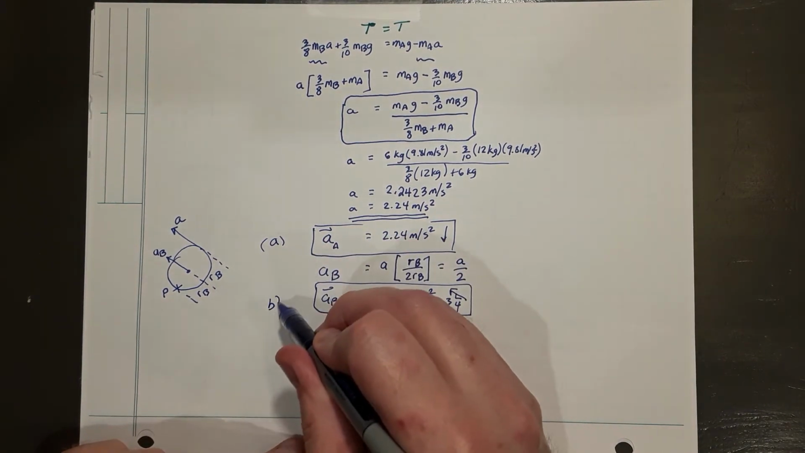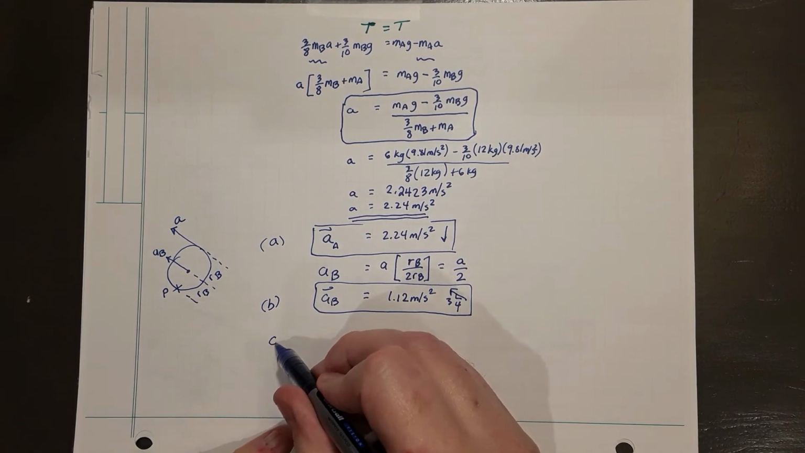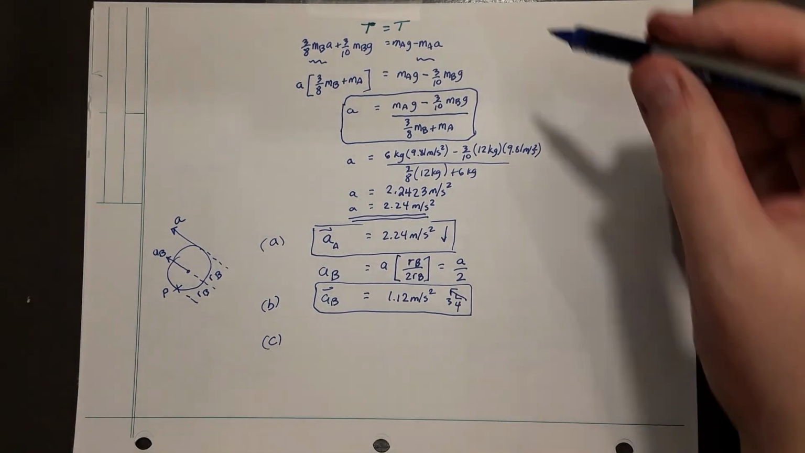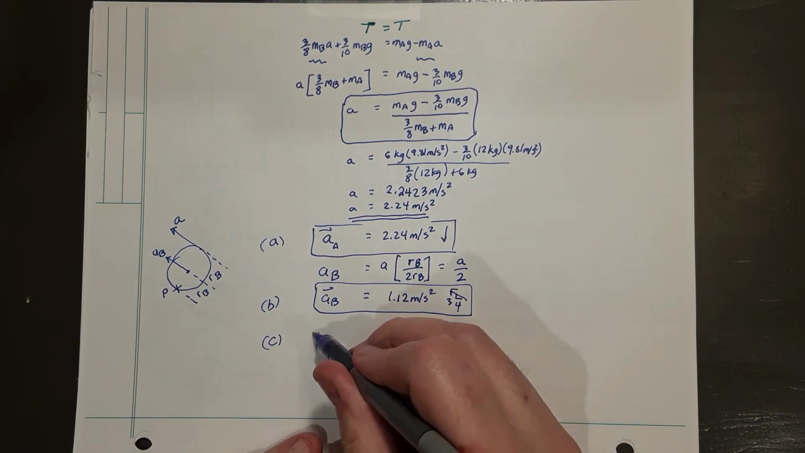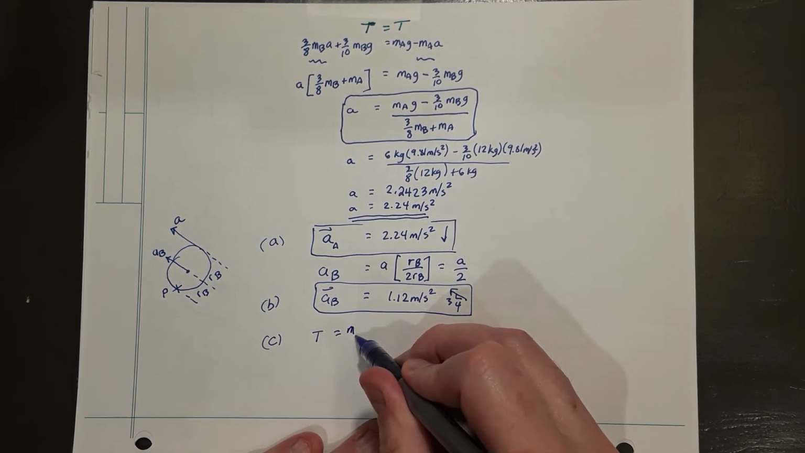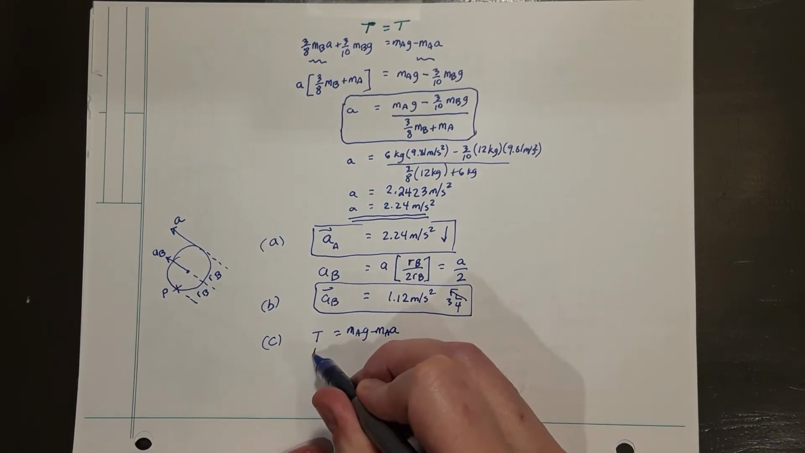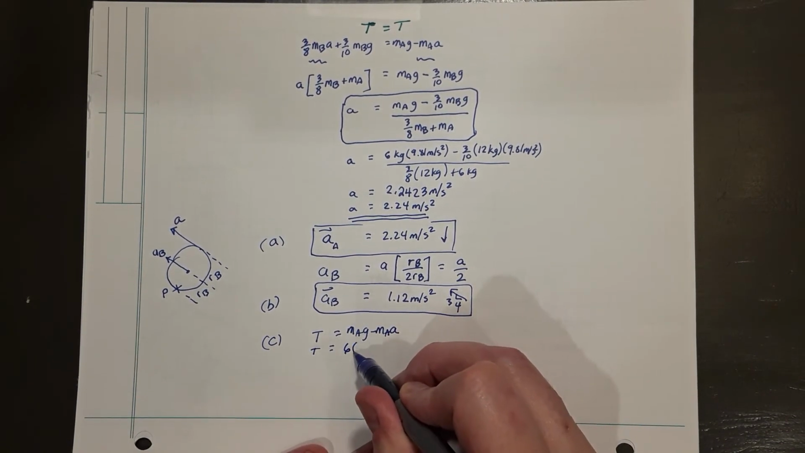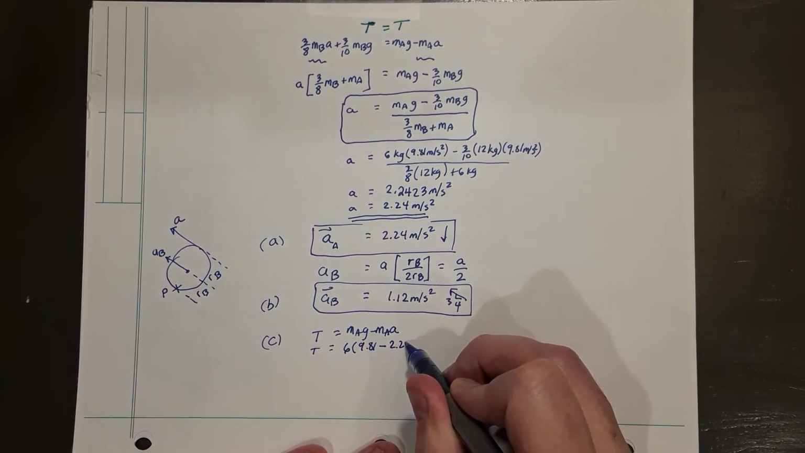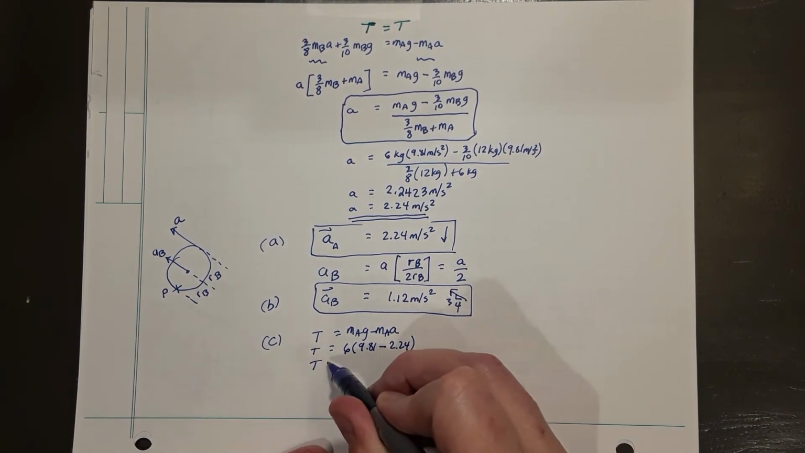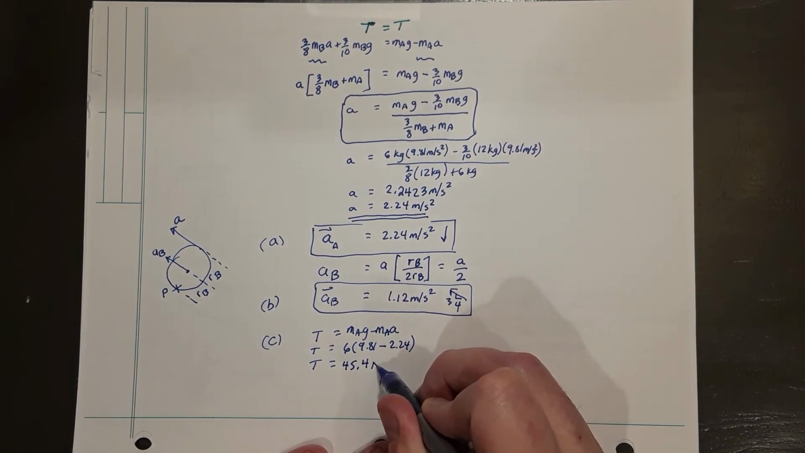This answers part B. To calculate the tension in the cable, we can use either of the two equations we had at the beginning. So if I use tension is MAG minus MAA, that'll be 6 kilograms times 9.81 meters per second squared minus 2.24 meters per second squared. You'll end up with 45.4 newtons.